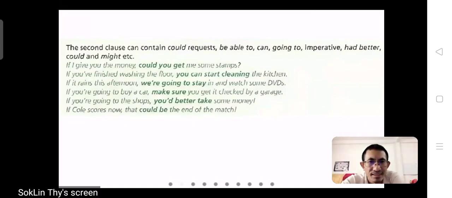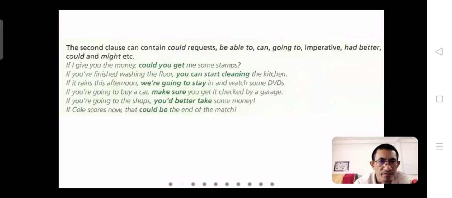See, that's the meaning. Fix my house. Because it is causative. You can say "get something done." Make sure you get it checked by a garage, checked in past participle.